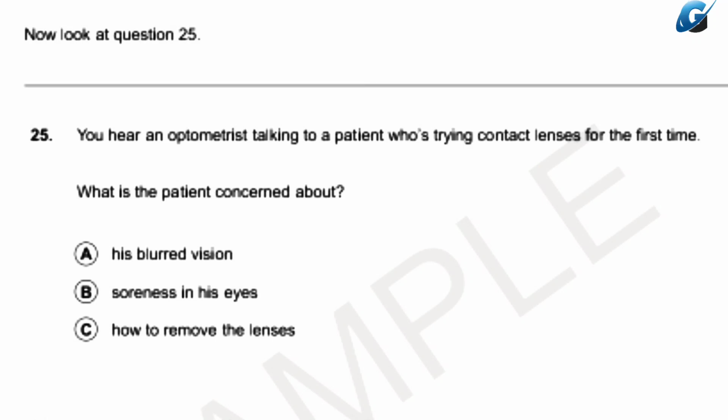In option A, you'll be concentrating on blurred vision. Is he complaining about any problems with his vision? Is he complaining about any soreness or pain in his eyes? Or sometimes he is complaining that he finds it difficult to remove his lenses. So you have to keep all those things in mind. If you want, you can underline blurred vision, soreness, remove the lens.